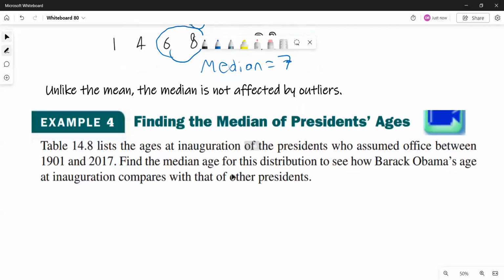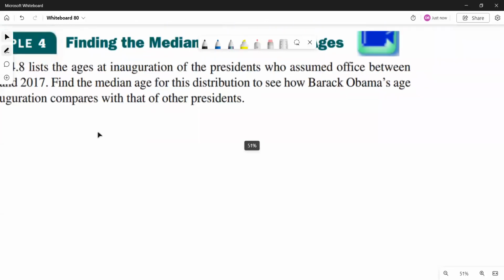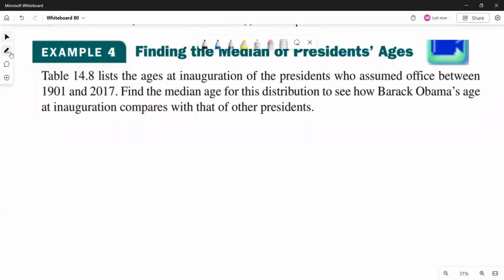Okay, so the table that I showed you lists the ages at inauguration of the presidents who assumed office between 1901 and 2017. Find the median age for this distribution to see how Barack Obama's age at inauguration compares with that of other presidents.